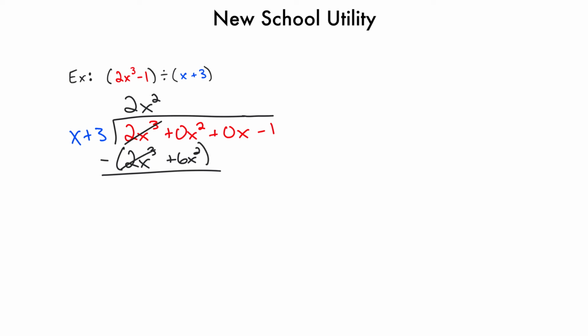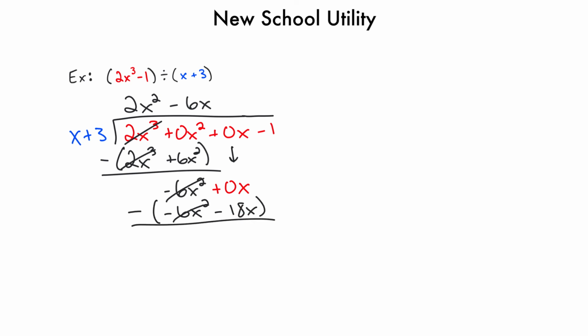Lo and behold, the first terms eliminate. You'll get 0x squared minus 6x squared, which is negative 6x squared. Bring down the next term, plus 0x. And then we repeat the process. I ask myself, what do I need to multiply x by in order to turn into a negative 6x squared? The answer is negative 6x. When I multiply the negative 6x to the x and the 3 that are in blue, I will get negative 6x squared minus 18x.